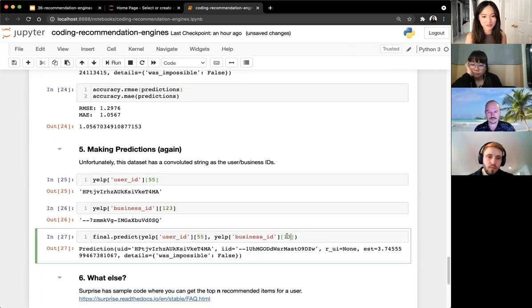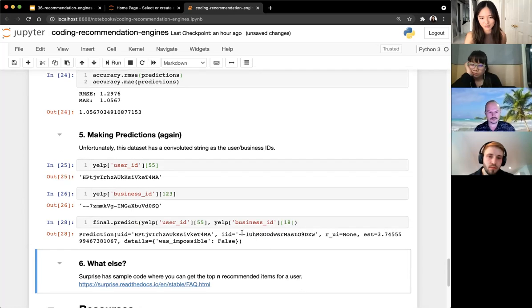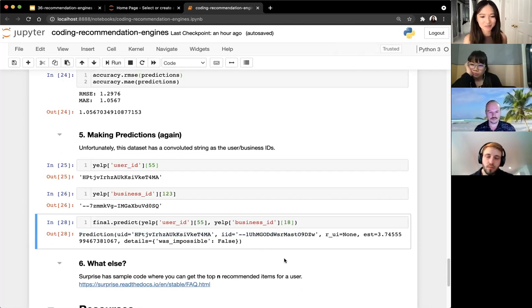So you can just use random users. If you have the Yelp data set, you can actually find out what these business IDs are and who these people are, but that you can do through the Yelp API. But yeah, that's how you make recommendations.